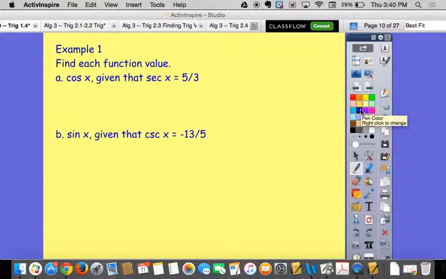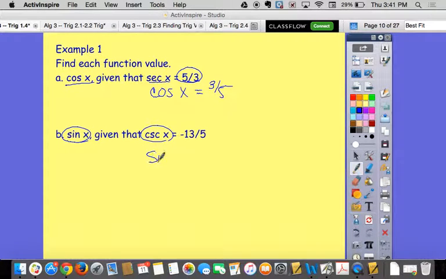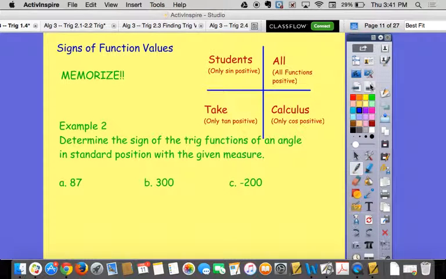Now, just to be able to use them, yes, you need to be able to do this. So find each function value. What is cosine of x if you know secant of x is 5 over 3? Well, what's the relationship between cosine and secant? Well, we just said it. They're reciprocals. So that means take this and turn him upside down. 3/5. Same thing over here. Sine, cosecant, they're reciprocals. If you want to know sine of x, you take your fraction, turn it upside down. We're going to let our negative rise to the top. Okay? That's all it is to find your reciprocal values.